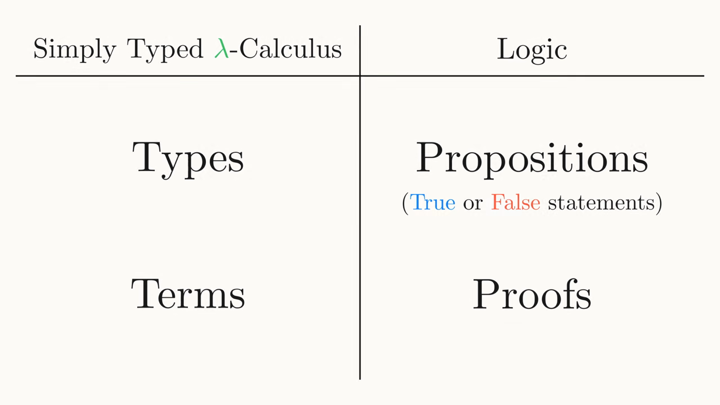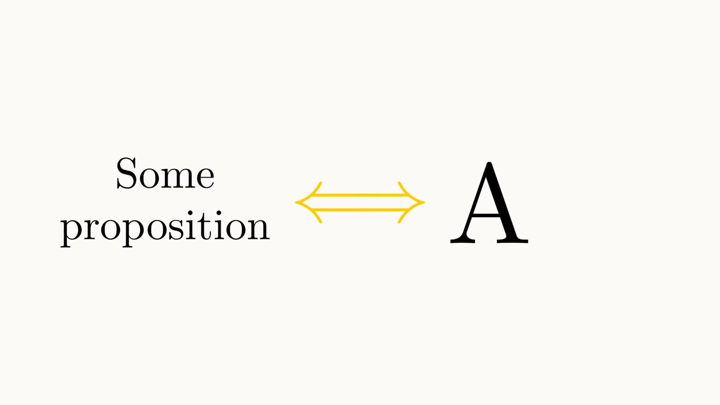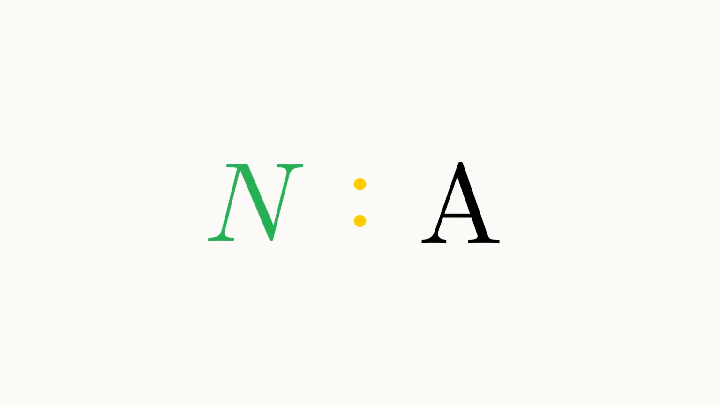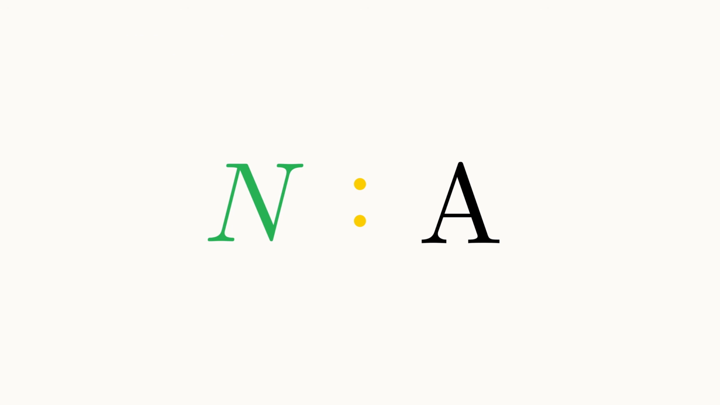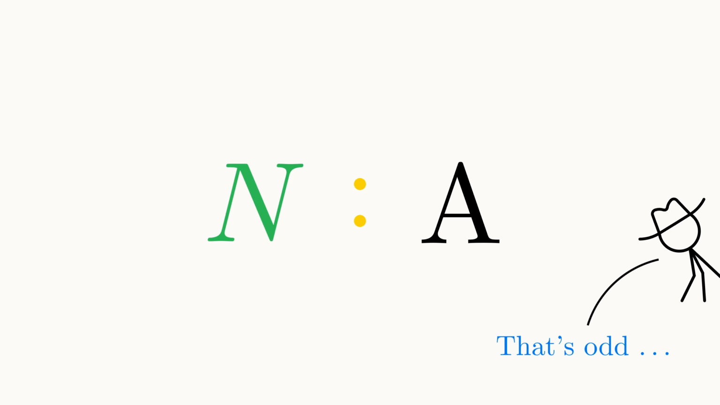As an example, suppose we have an arbitrary type A. We can interpret this as corresponding to a particular proposition. Then we'll think of a term of type A as a proof that A is true. If no such term exists, then A is false. This seems rather strange, but bear with me.